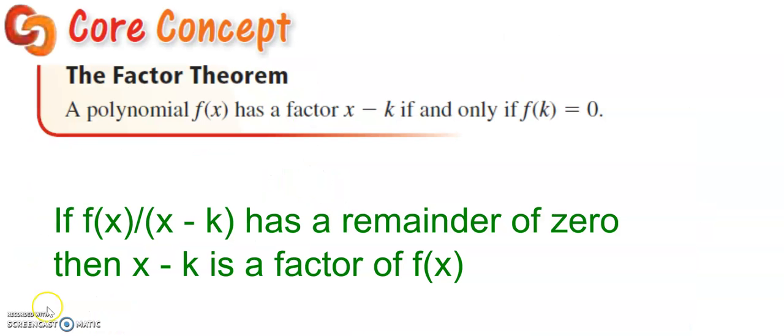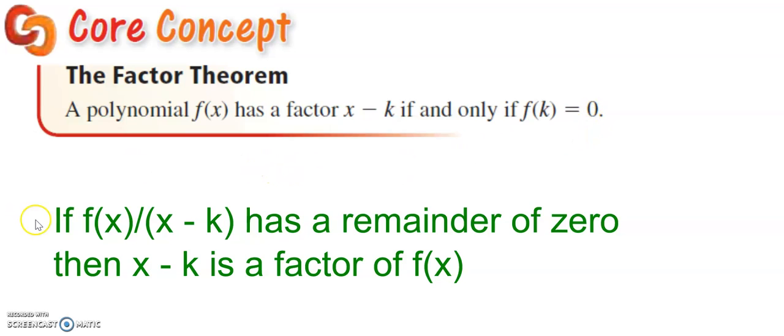All right. So the reason why we care about that is because it's going to help us with what we're going to learn today, which is the factor theorem. So the factor theorem tells us that a polynomial, f of x, has a factor, x minus k, if and only if f of k equals 0. Great. What does that mean?